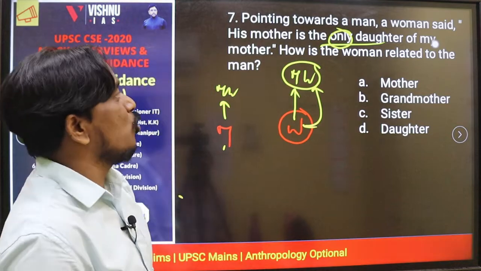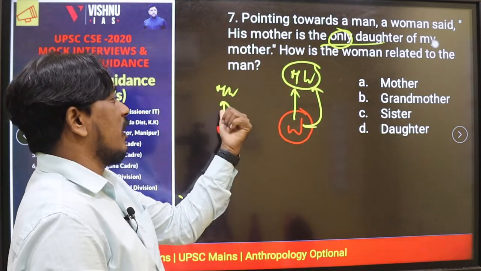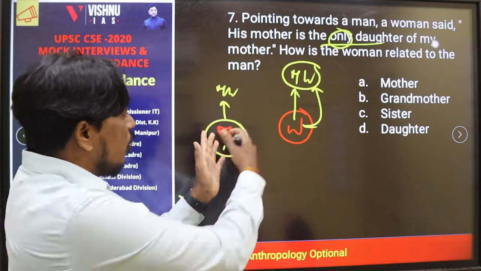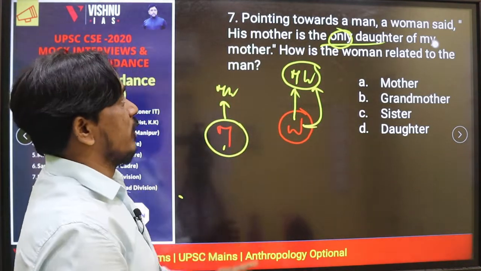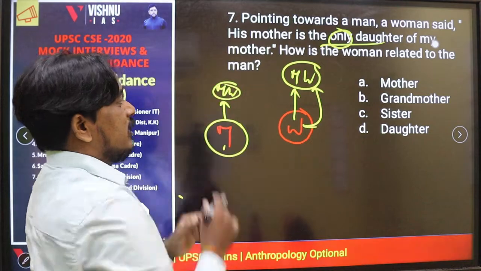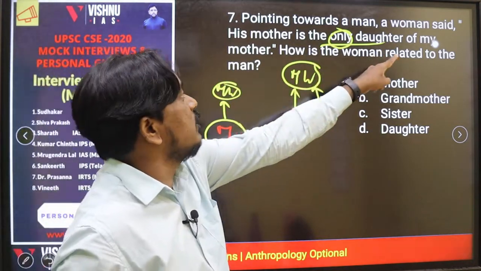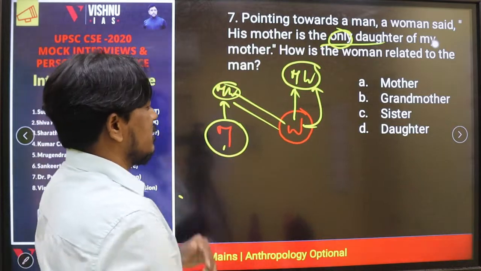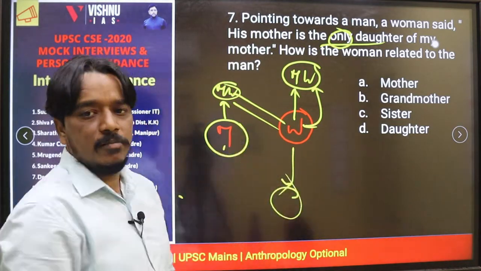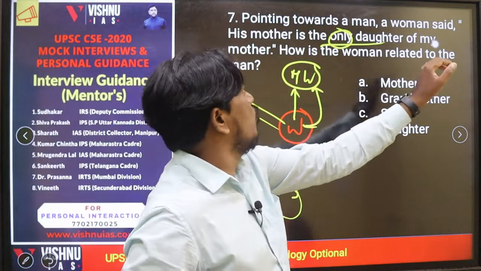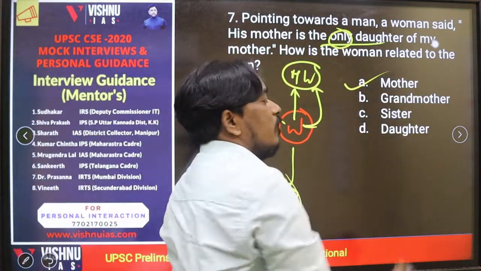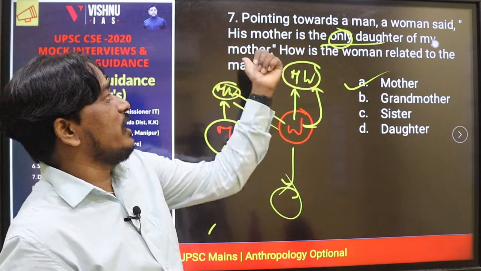His mother is the only daughter of my mother. Now you have to link both individual points. This man's mother is the only daughter of my mother. That means these two are the same. That means directly this man is the son of this woman. Now what is the question? How is the woman related to the man? Directly mother. So mother is the correct answer. But you have to understand the given data properly.